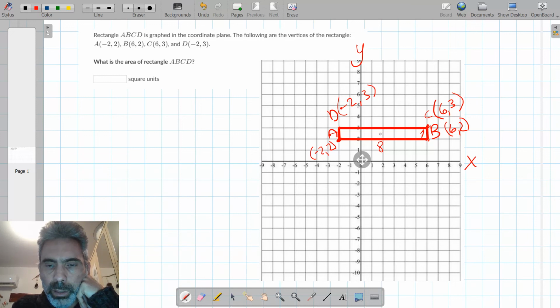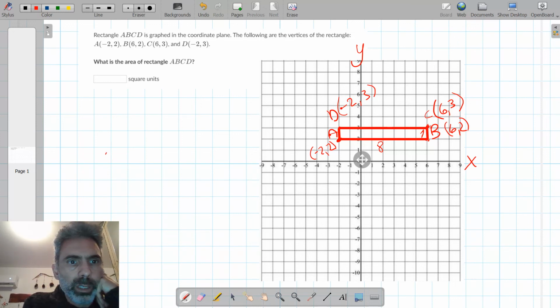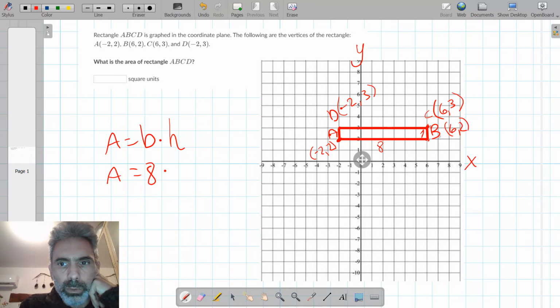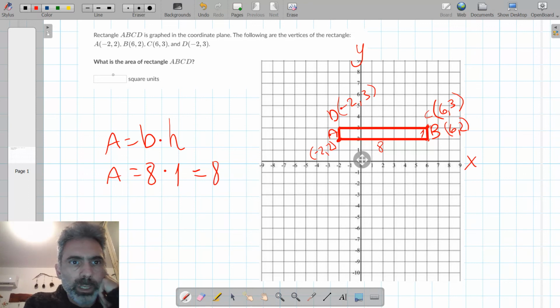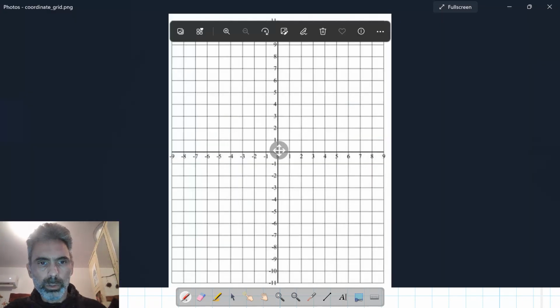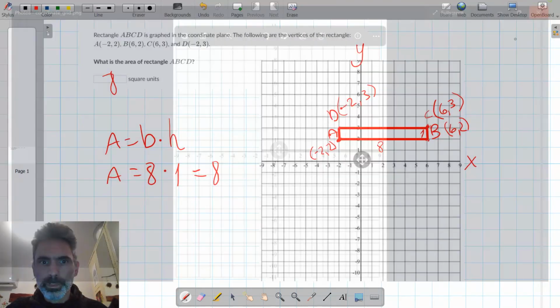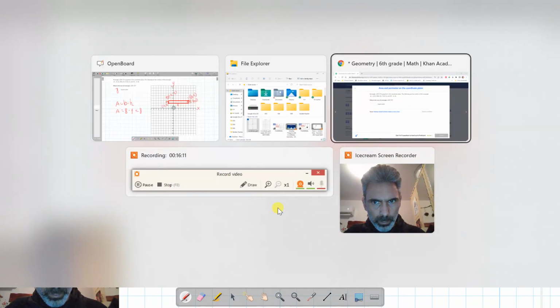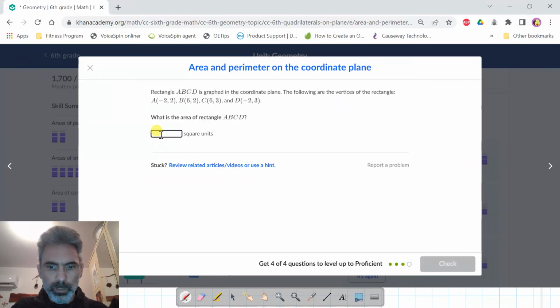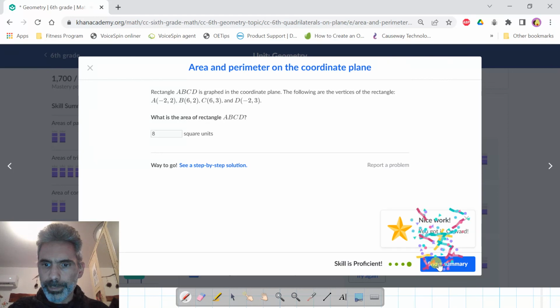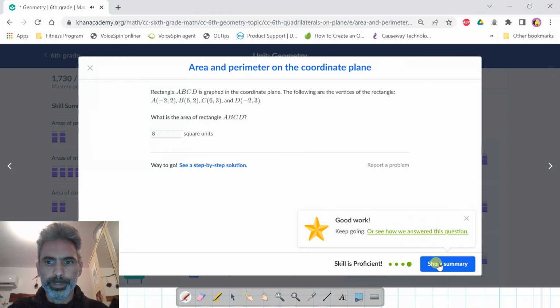So 8 times 1 gives us the area. The area is the base times the height. So the area equals 8, which is the length of the base, times 1, which is the height, which means the area is 8 square units. Good.